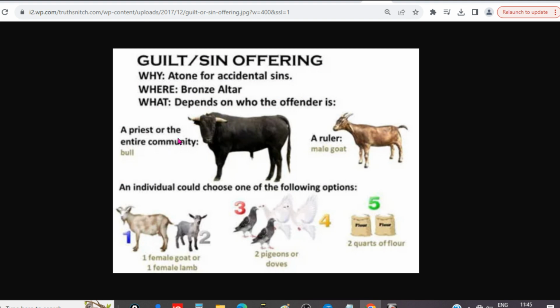With the sin offering, the priest made a sin offering of a bull. And it was also the sin offering for the entire community. So that sin offering was the first offering made. I think it was the fall feast. It was made on the bronze altar, and it was an offering for the priest or for the entire community, the entire sons of Israel, let's say. So the bull was offered as a sacrifice for the sins of the entire community.